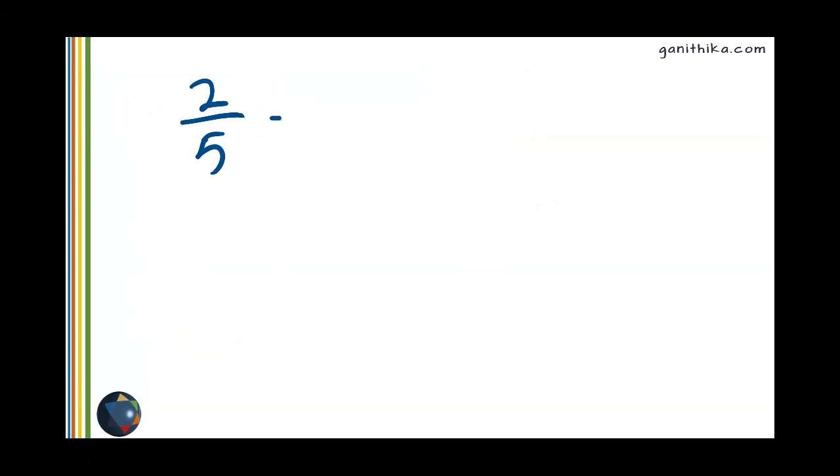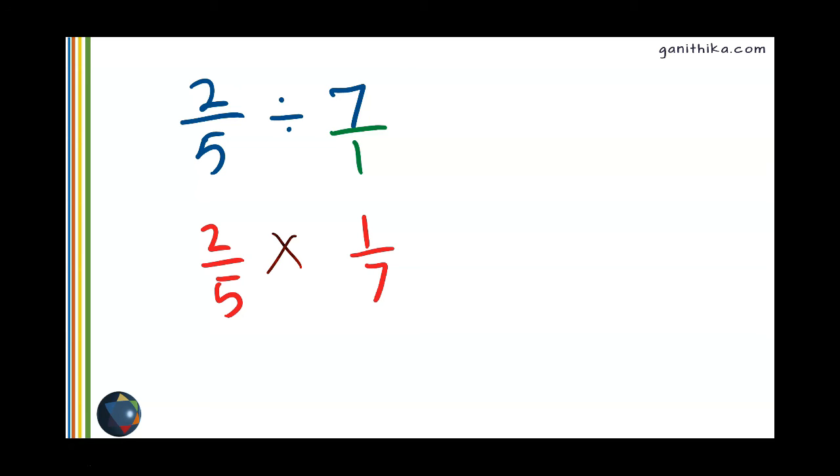And what if the second number was not a fraction? You make it into a fraction. And the process is maintain the first number, invert the second number, and put the multiplication sign. Now it is multiplication of fractions, therefore numerator to numerator and denominator to denominator. The answer is 2 over 35.